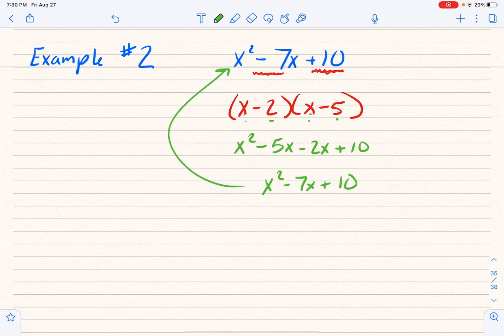Now I'm back to the beginning, because I didn't want to do everything that's in green. I was just trying to factor. And this is the factored answer right there. I just went back and did these things to prove that that's where we came from.